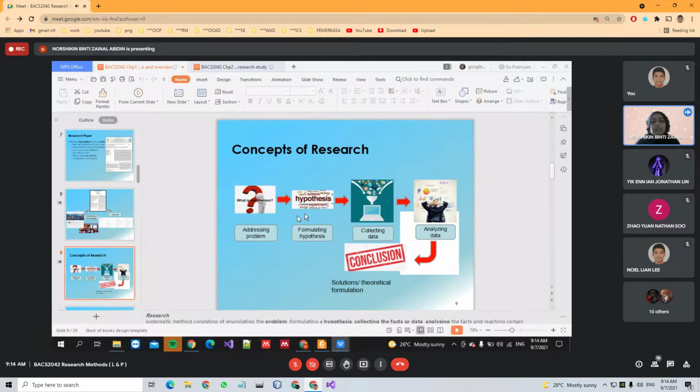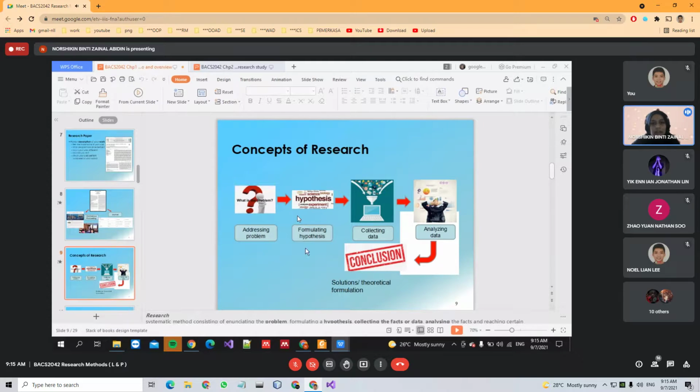The second one is the hypothesis. A hypothesis is something that we want to justify or prove in our research. A hypothesis can be accepted or rejected at the end of your research. But if your hypothesis is rejected, it doesn't mean your research is rejected. You just need to justify why your hypothesis is rejected.